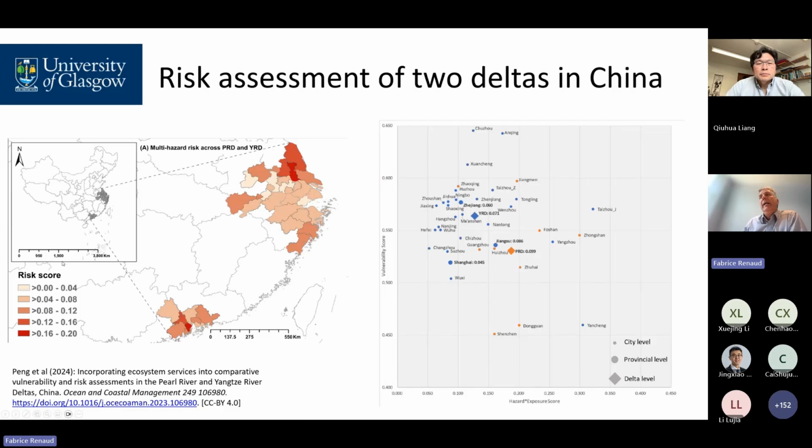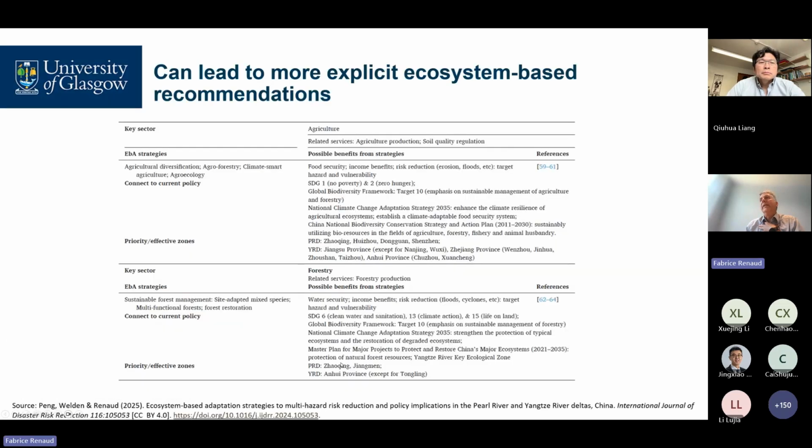And Yuting applied this new framework with the new indicators on ecosystem services to the Yellow River and the Pearl River deltas in China, and generated these maps where you can see where the higher risks are located. I'll go quickly over that, because I think that perhaps the most interesting part of this is that once you have this information, as I said before, you can start proposing solutions.